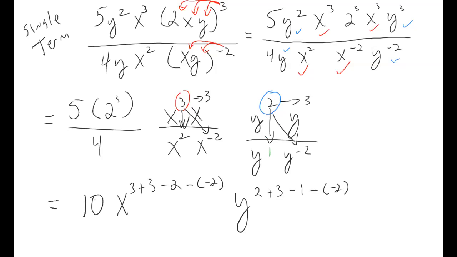Now I just literally do the arithmetic, right? So I have x, 3 plus 3 is 6, minus 2 is 4, and then 2 negatives become a positive, so 4 plus 2 is 6, so that becomes an x to the 6th. Go to my y, 2 plus 3 is 5, minus 1 is 4, the 2 negatives make that a plus, so he also becomes a 6, and there is my final answer.